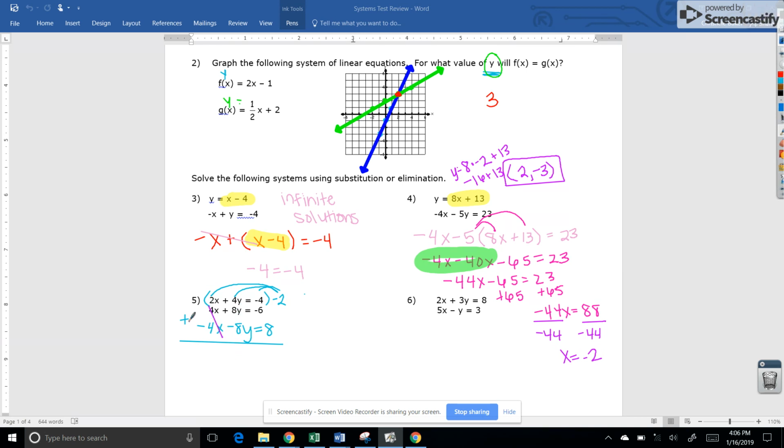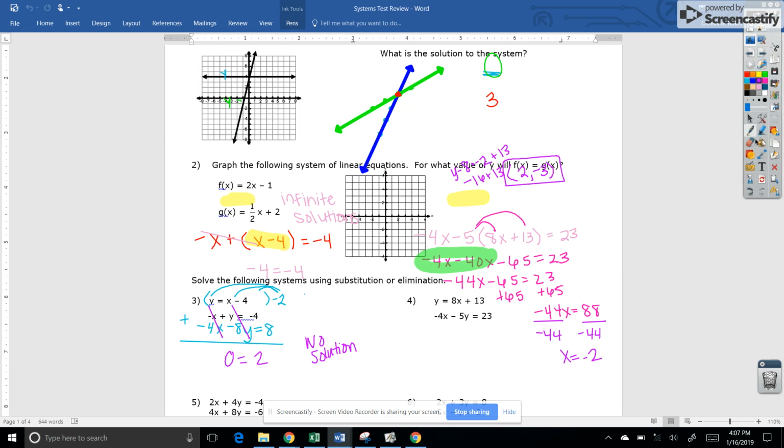Now I have positive 8y plus negative 8y. Oh, what's happening here? Those are canceling out too. So this side's 0. Negative 6 plus 8 is 2. Last time I checked, 0 was not equal to 2. So this would be a no solution. I know that these lines would be parallel. Same slope, different y-intercepts. Whoopsies.